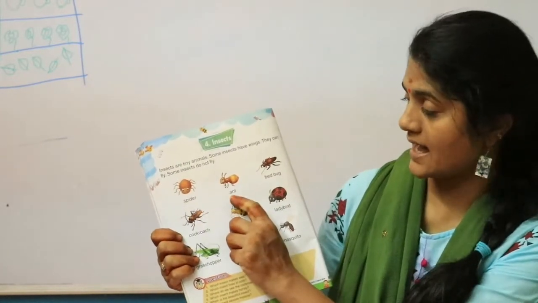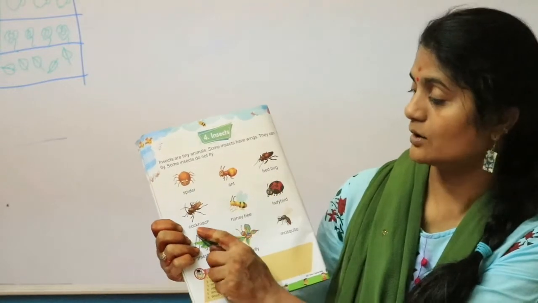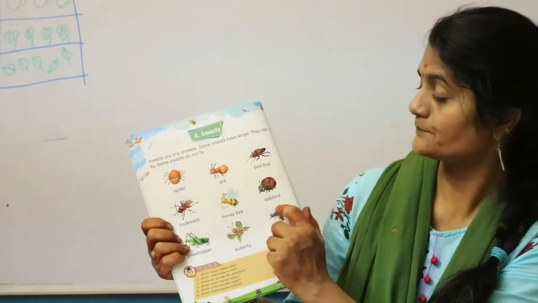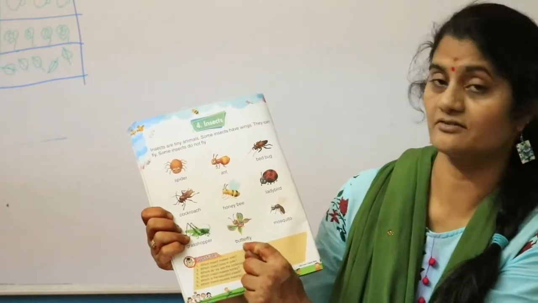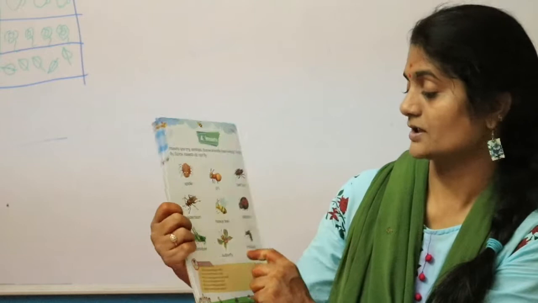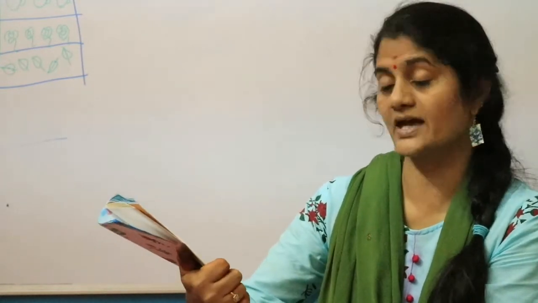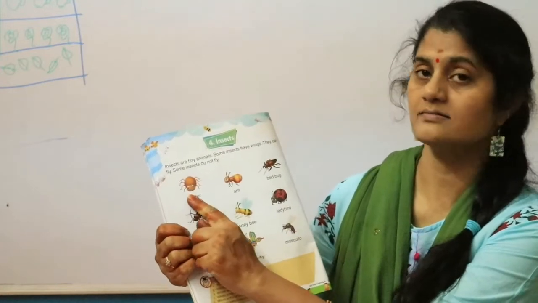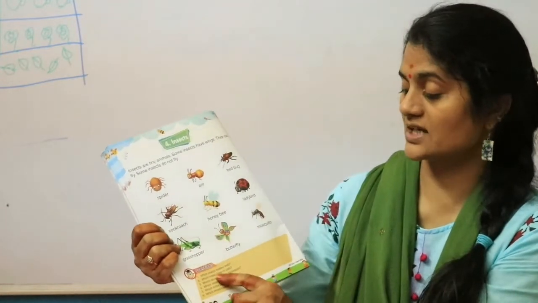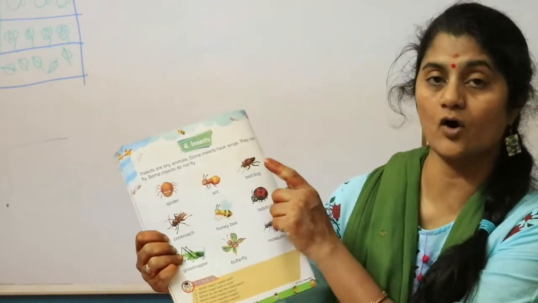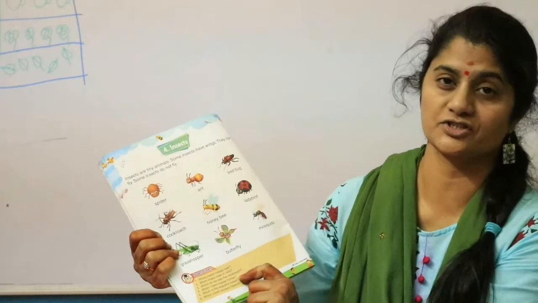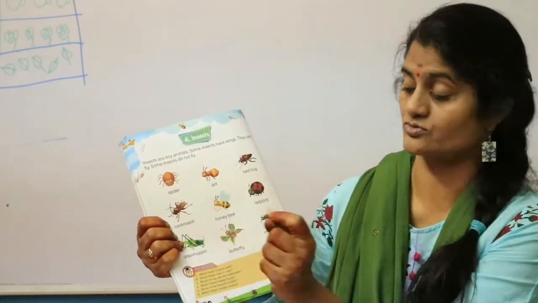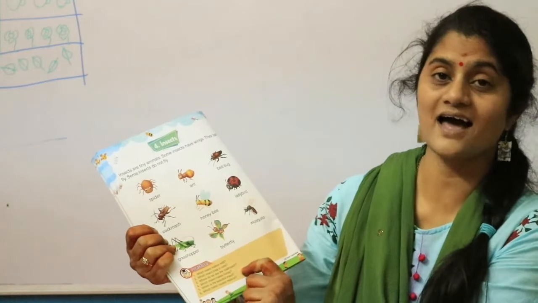Now, let's recap all the insects. Spider, ant, bedbug, cockroach, honeybee, ladybird, grasshopper, butterfly, mosquito. Now I'm going to ask you some questions, okay? Which insect makes web? It's the spider. Very good. Which insects live in the cot, live on the bed? It's the bedbug. Where do we see the cockroaches? In the kitchen or in the bathrooms? Which insect makes honey?